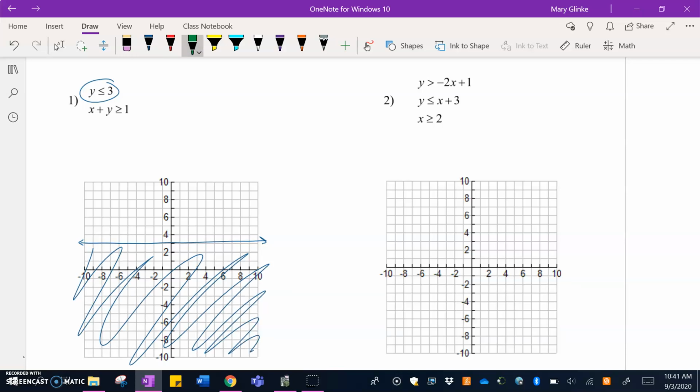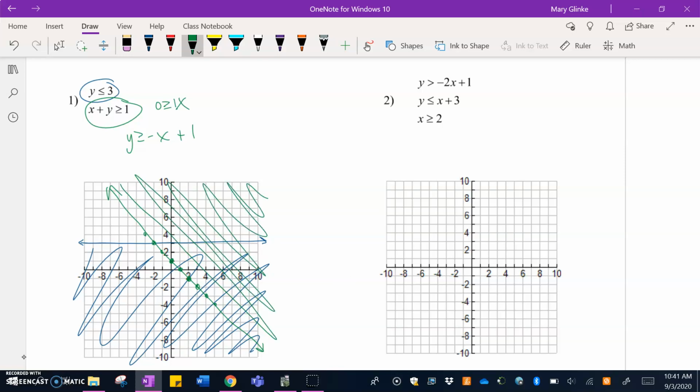For the next one, I'm going to go ahead and shade this one in green. We're going to solve for y. We get y is greater than or equal to -x plus 1. So I'm going to graph that using my slope and my y-intercept. And then this one would be a solid line because the or equal to is there. If you plug in 0, 0, 0 is greater than or equal to 1. That is not true. So we would go ahead and shade everything that doesn't have 0, 0 on that side.